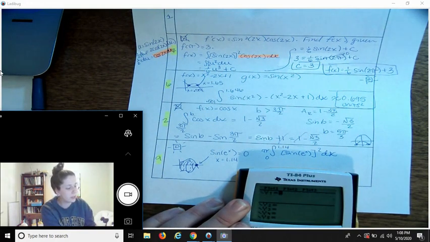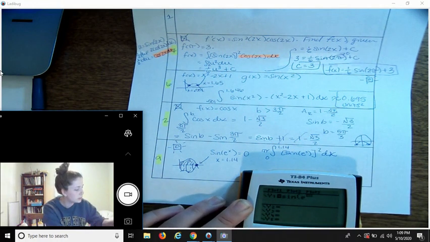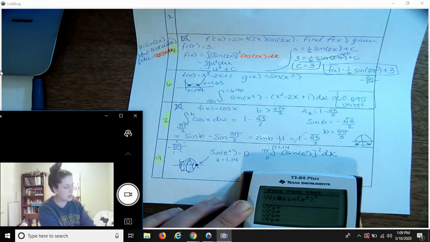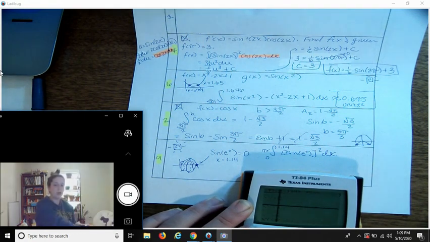Delete all the stuff we had before. Sine e to the x, whoopsies, squared. And you could put the pi in front. You don't have to. I'm going to go ahead and do it so that I just get my final answer at the end. So I'd graph that.